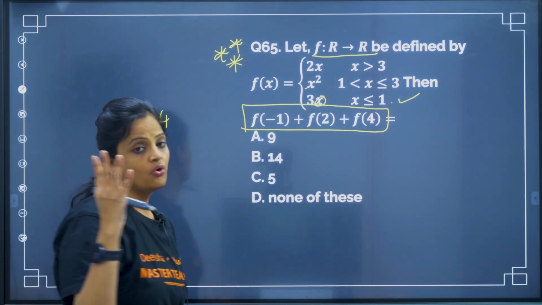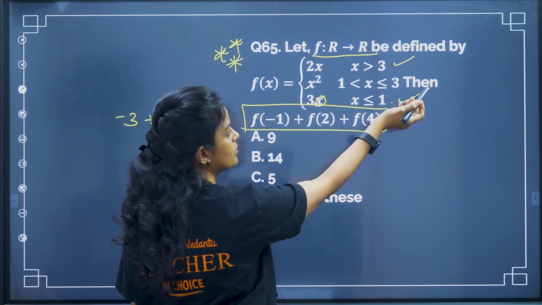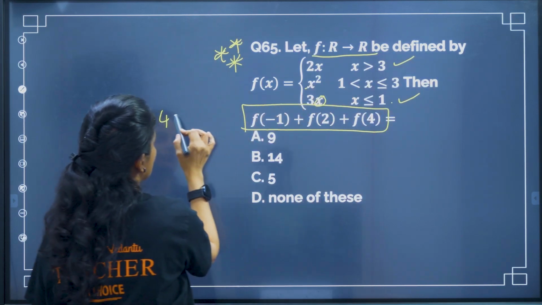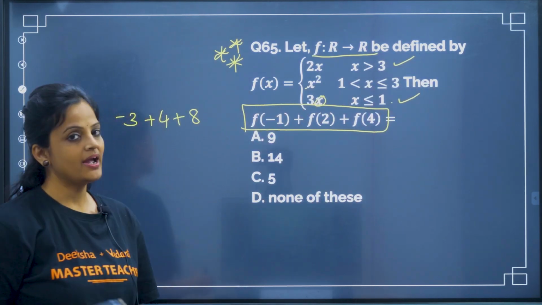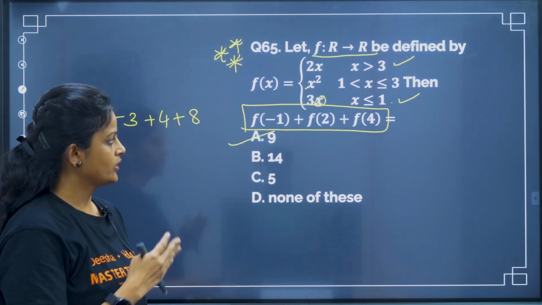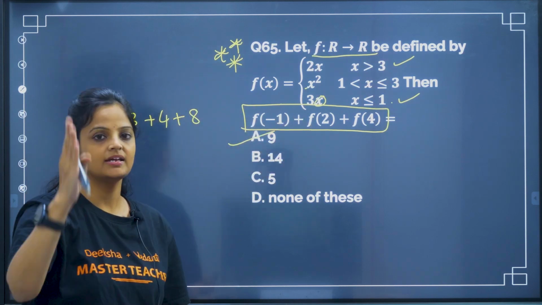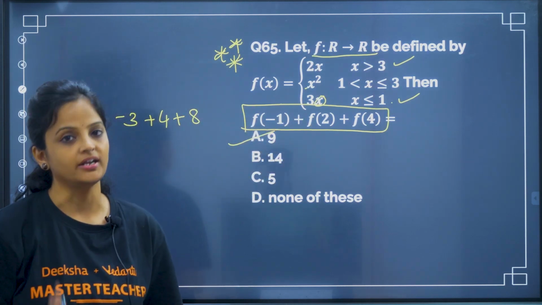F of 4. 4 belongs to the first function, that means this one, or they have defined more than 3. So here if I put 4, that will be 8. 12 minus 3, 9, option A. Same question, or they may change the values and give, but the pattern is very important.